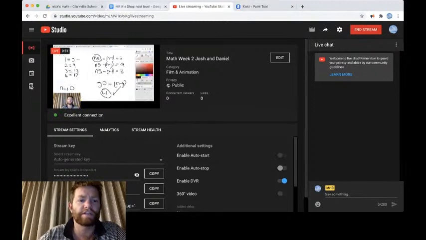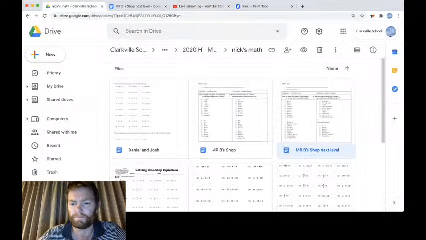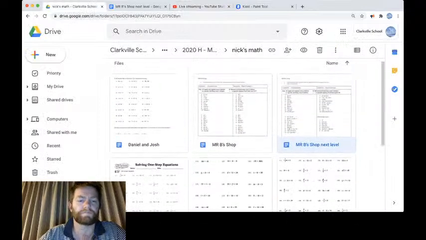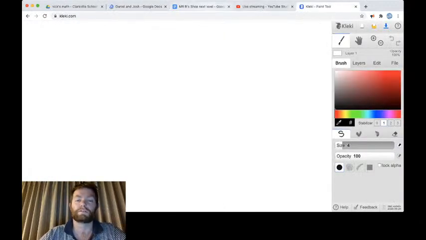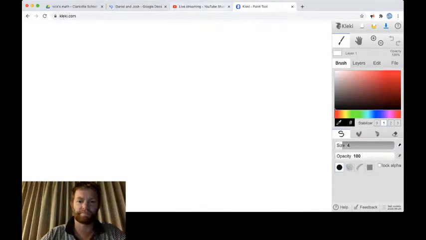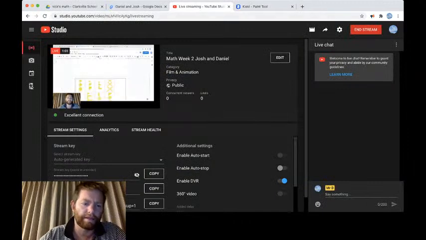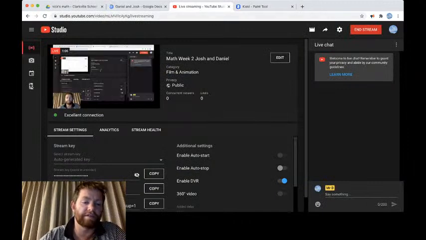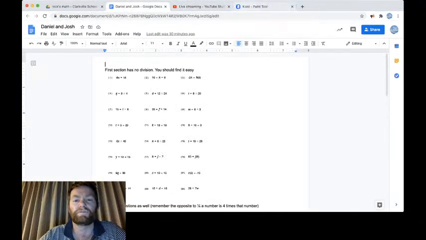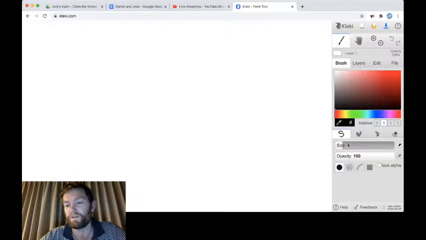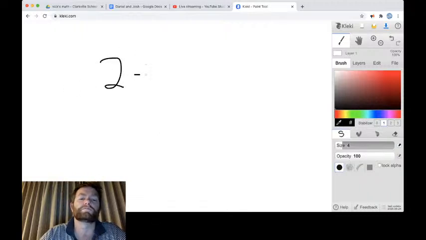What we're actually learning about, Josh and Daniel, is using our equals symbol to balance equations. And what I mean by that is quite simple. I'm going to show you with a real, so that's our goal. Here's a real simple problem. 2 plus 4 equals 6.